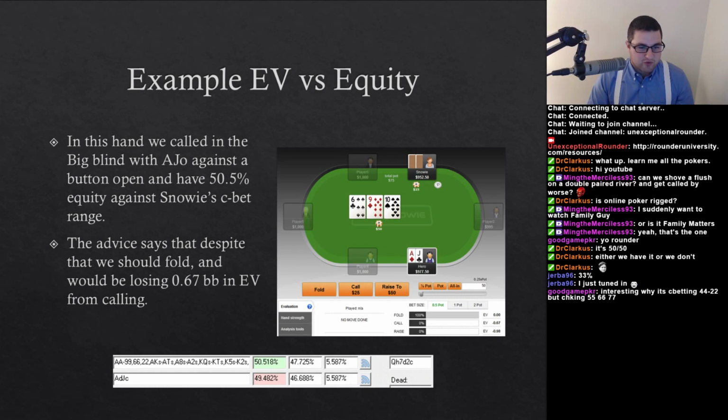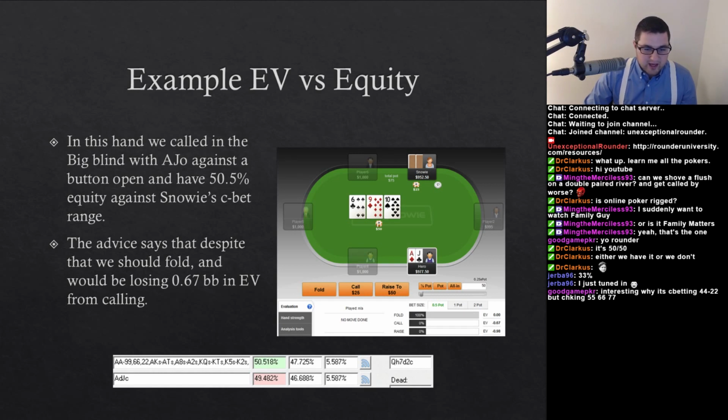Against that button open's range, we have 50.5% equity against Snowy's c-bet range. Even though our opponent has a wide range, and even though he's c-betting, we still have 50.5% equity against that range, meaning we're favored to win by the river. We'll win more times than not by the river if we stay in this hand. However, Snowy's advice, and probably correctly so, is that we should be folding here 100% of the time.